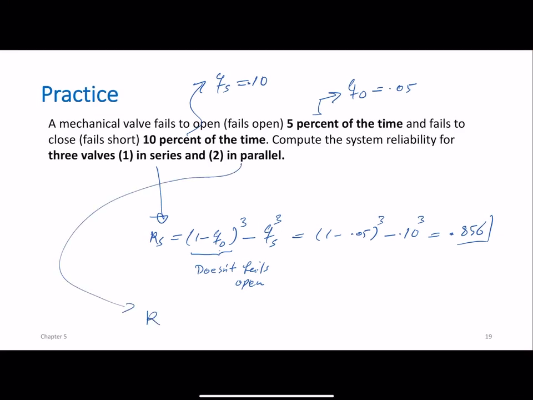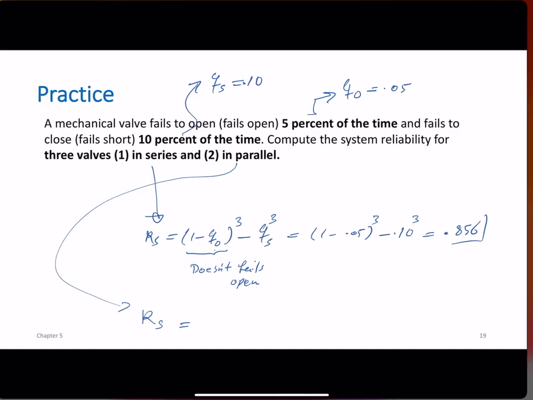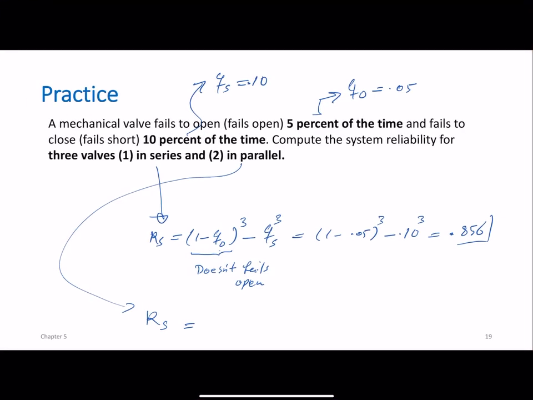And in parallel, the reliability of the system is none of them fails short, just the opposite of the other one, minus the probability that all of them fail open. So (1 minus QS) to the power of 3 minus QO to the power of 3: (1 minus 0.10) cubed minus 0.05 to the power of 3, and that gives me 0.729.